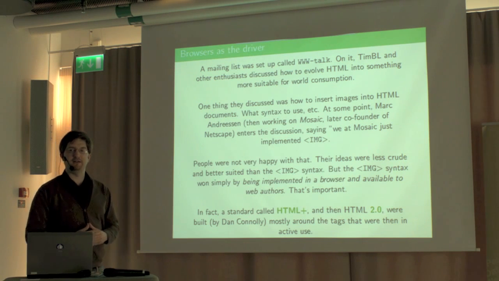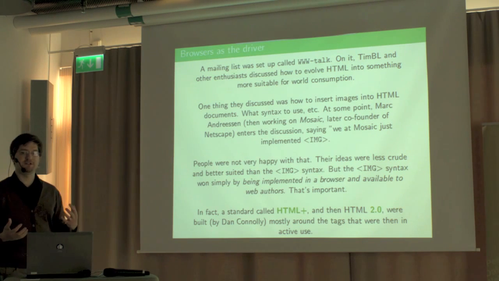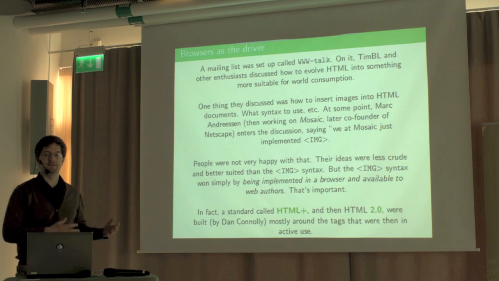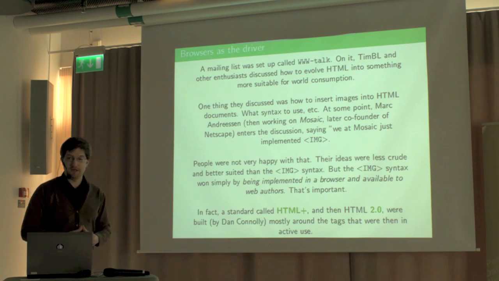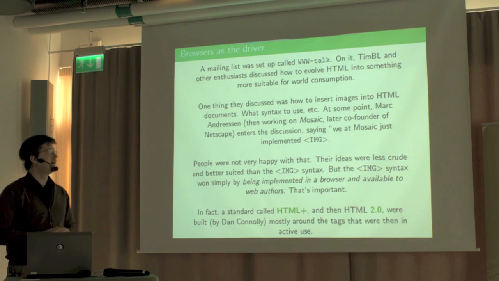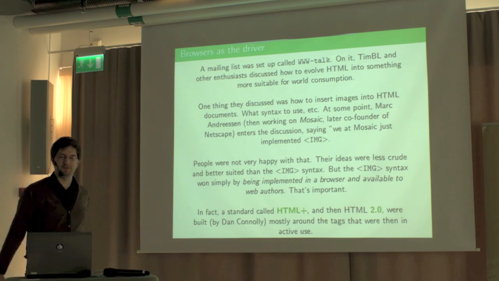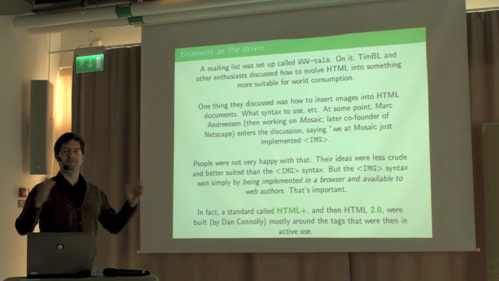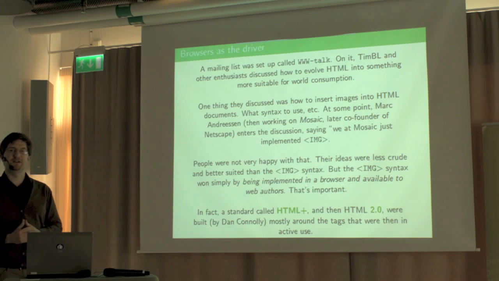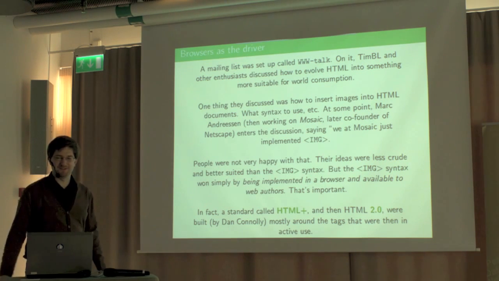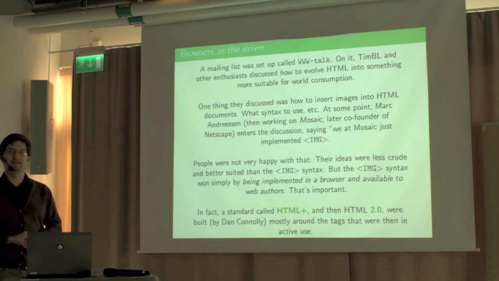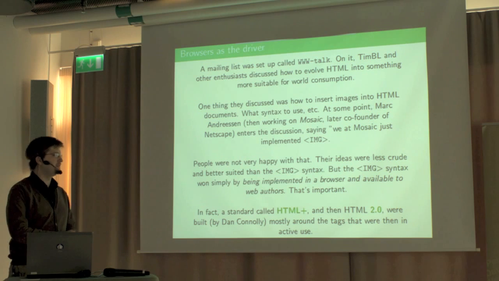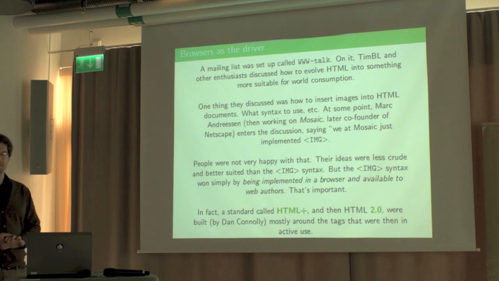So as they were discussing how to do an image tag, for example, then Marc Andreessen, at that point on Mosaic, simply showed up and said, "Oh, we just implemented IMG. Take it or leave it. You can use it already. All these heavy, lofty discussions on how to get things right, let's ignore them. Let's just go with what we have," and so on. So people were not very happy with that. They had other ideas of nicer ways to do IMG and so on.